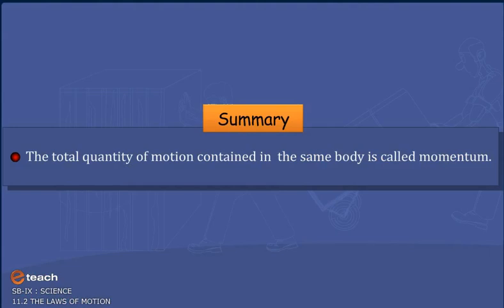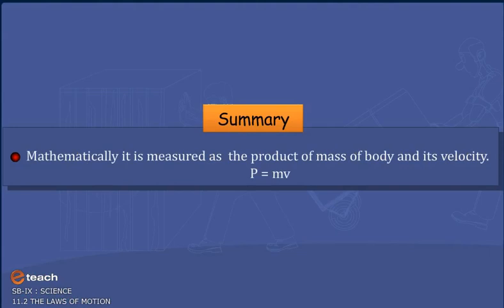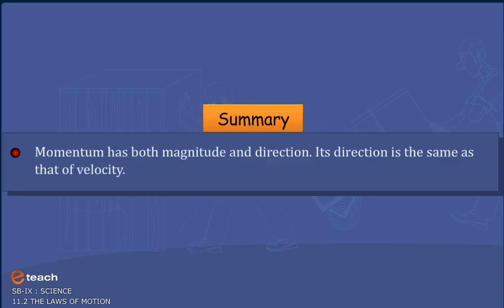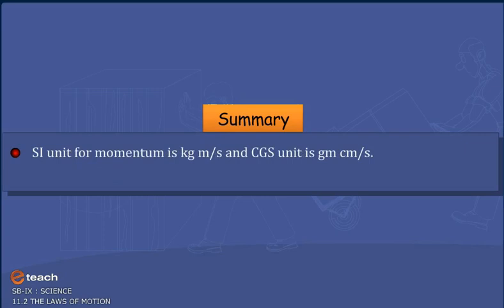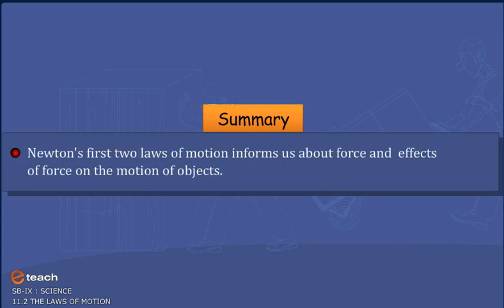Summary: The total quantity of motion contained in a body is called momentum. It is measured as the product of mass of body and its velocity. p is equal to mv. Momentum has both magnitude and direction. Its direction is the same as that of velocity. SI unit for momentum is kilogram meter per second and CGS unit is gram centimeter per second.